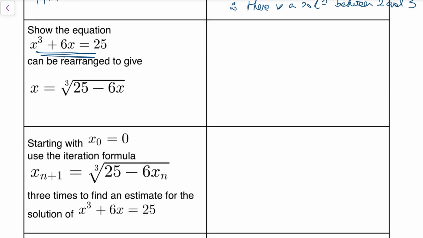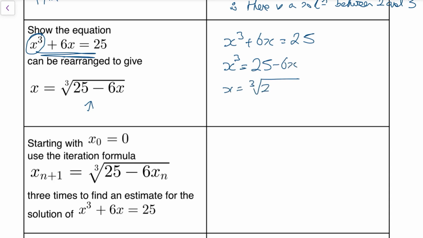Now, the second part of the question is almost always to rearrange to give something. So I'm going to start with this, and before I write anything else, think about which x I'm leaving. Well, because it's a cube, I'm going to leave this on the left-hand side, move everything over, and then do the cube root. So let's write this out. So x cubed plus 6x equals 25. I'm going to move the 6x over, so 25 minus 6x, and I can see it forming already, which means that x is equal to the cube root of 25 minus 6x, and I've shown that to be true.